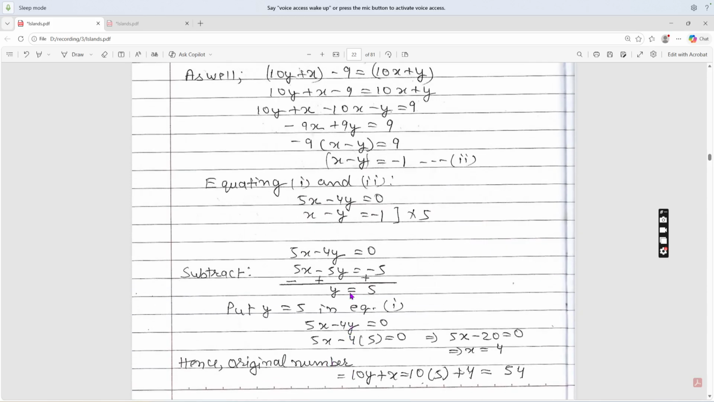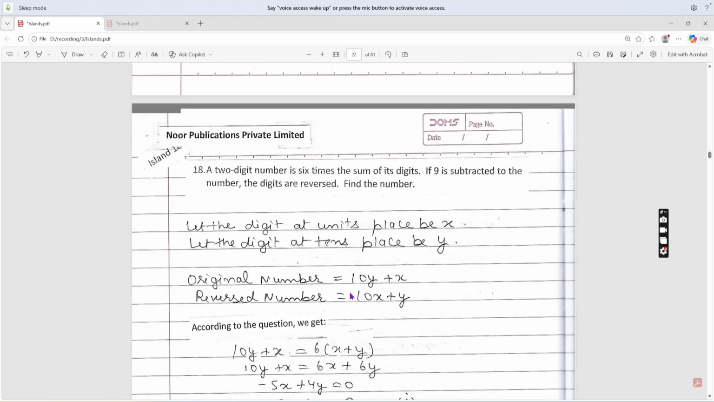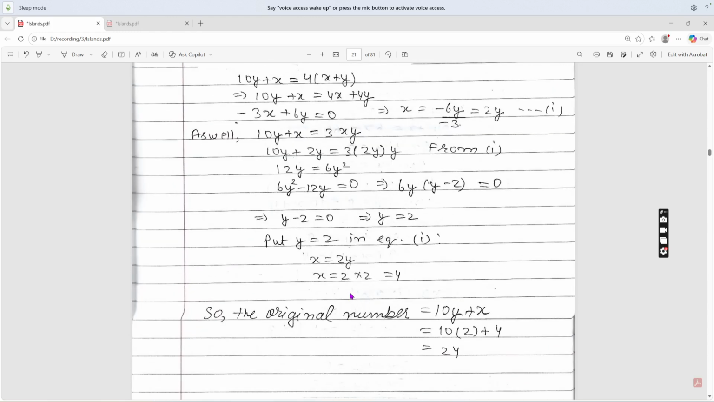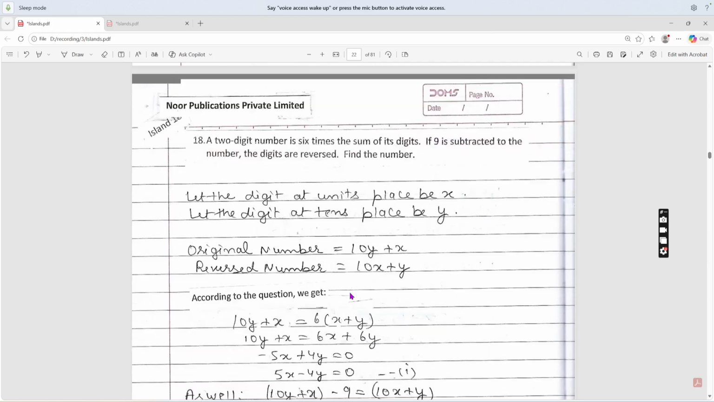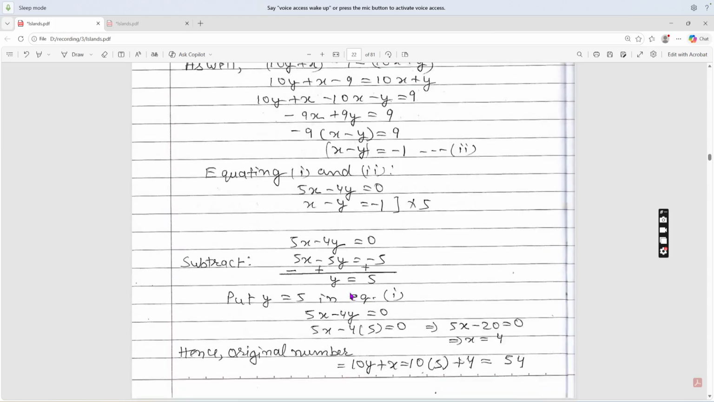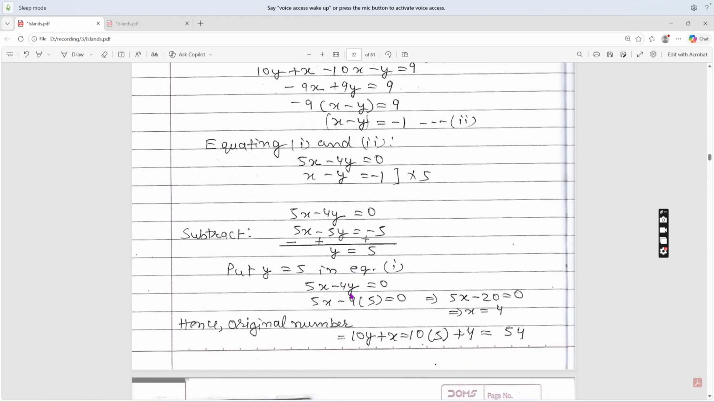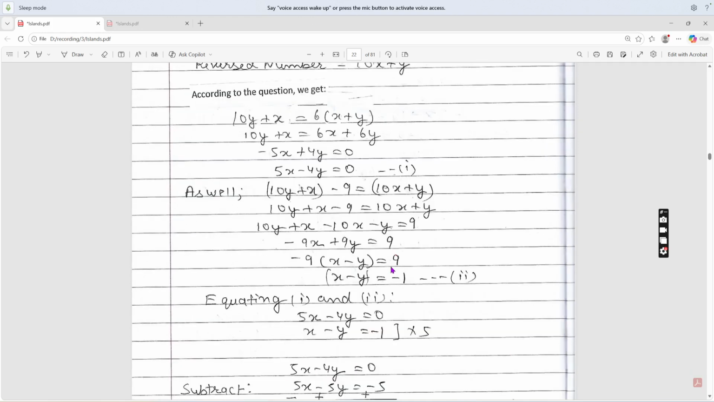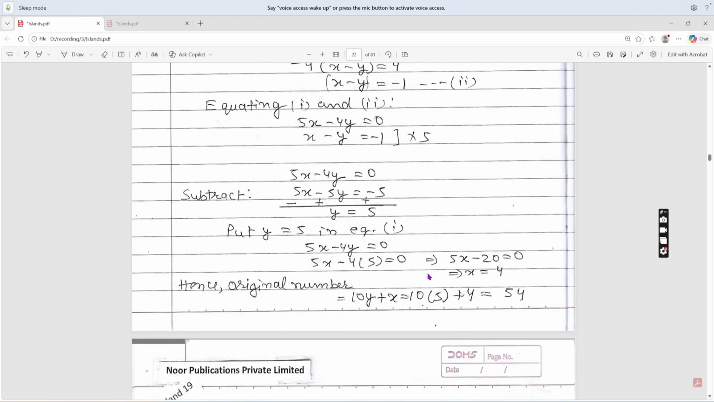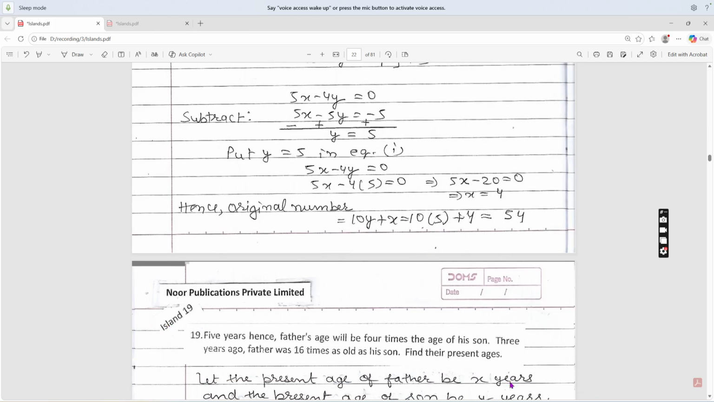Okay, in this way, up to here we have done so many questions and visited so many islands. I am hopeful that you have understood it up to here. Now do one thing: pause the video, take your pen, and attempt all the questions which are provided to you. In the next video, we are going to proceed with our island number 19.